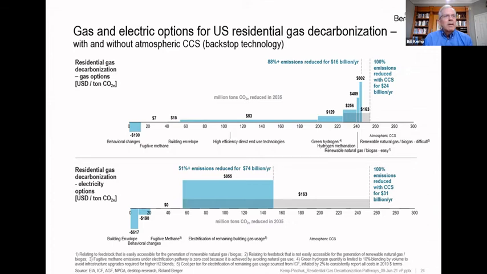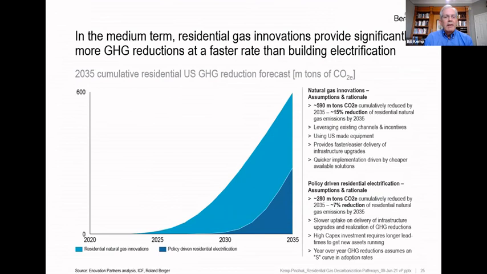This big blue block here is the assumed cost of policy-driven electrification if you're not using a backstop technology of direct air capture, the building retrofits, and building new electrical supply and tripling the size of the T&D system on the electric side is very expensive compared to most other options. This kind of just repeats what I said on the gas side. Because you're using existing infrastructure, you're not doing a lot of building retrofits, you can accomplish the reductions much more quickly and cumulatively over time, achieve faster results for less money.